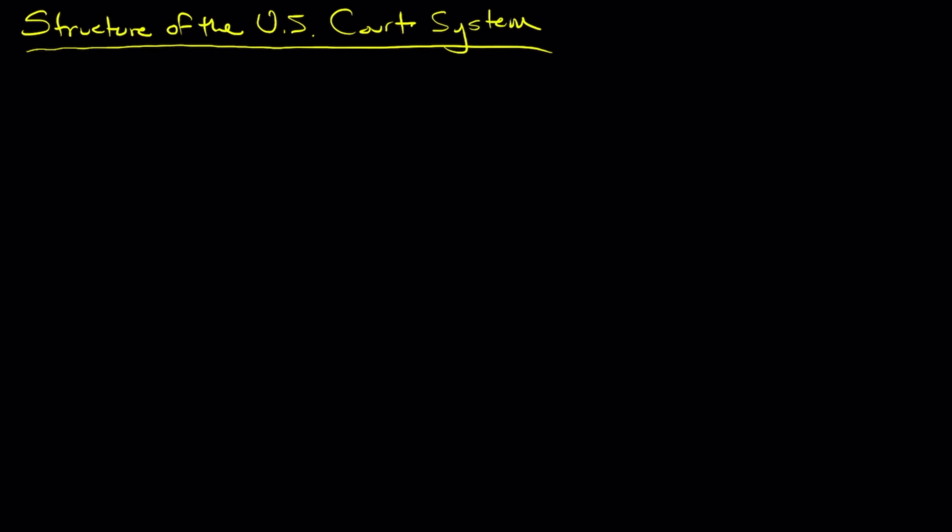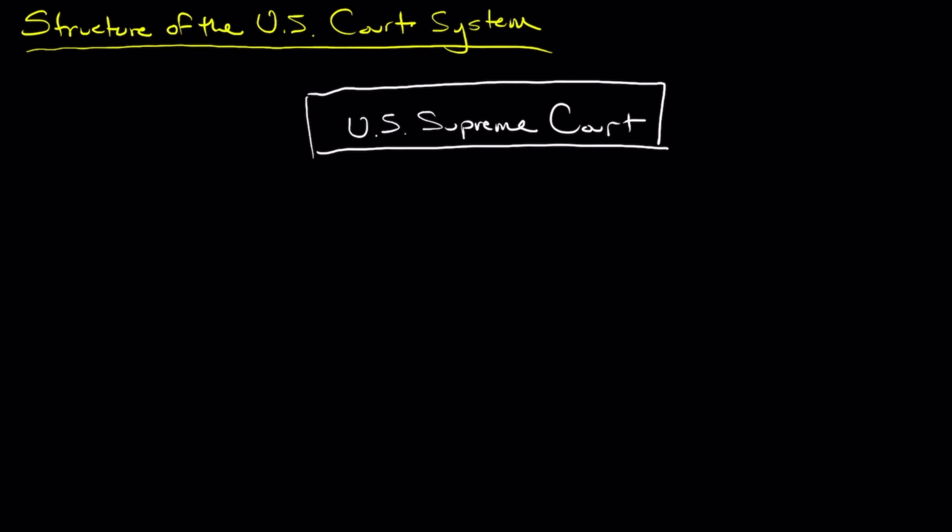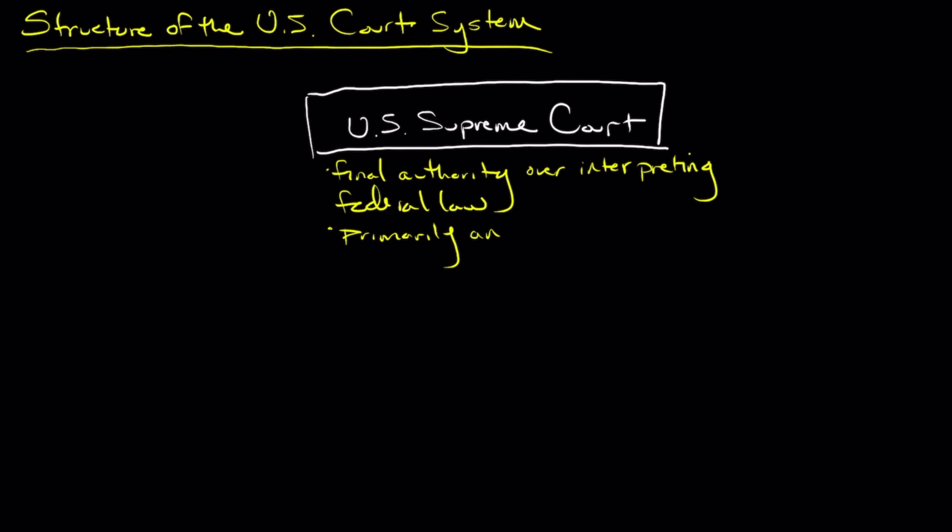Now, we're going to start with the highest court in the land, which we know as the United States Supreme Court. The United States Supreme Court consists of 9 justices who are appointed by the president, and they're confirmed by the Senate. The Supreme Court is really the final authority on interpreting federal law, including the U.S. Constitution, and it primarily functions as an appellate court, hearing cases on appeal from lower federal courts or state Supreme Courts.